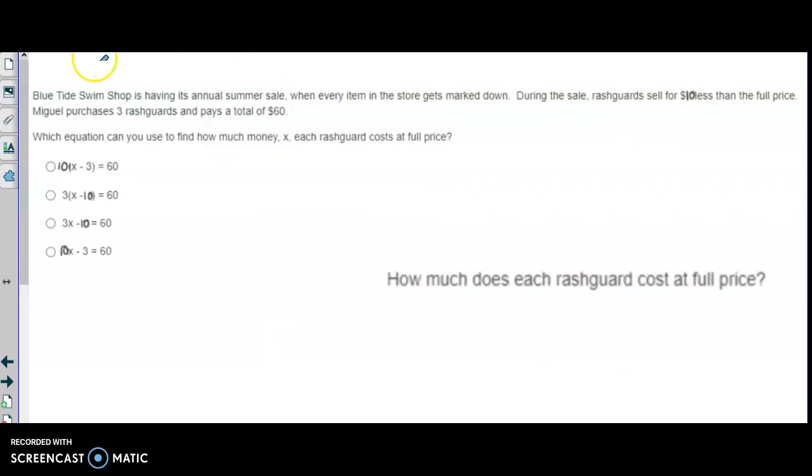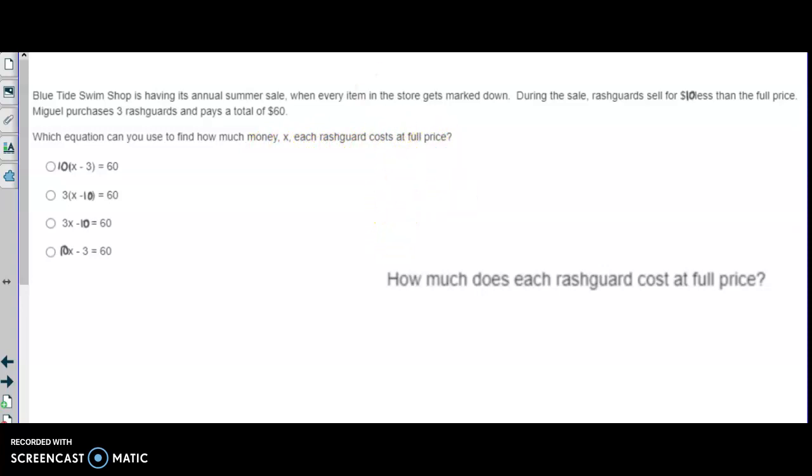So, the last one. Blue Tide Swim Shop is having its annual summer sale, when every item in the store gets marked down. During the sale, rash guards sell for $10 less than the full price. Miguel purchases 3 rash guards and pays a total of $60. Which equation can you use to find how much money X each rash guard cost at full price?